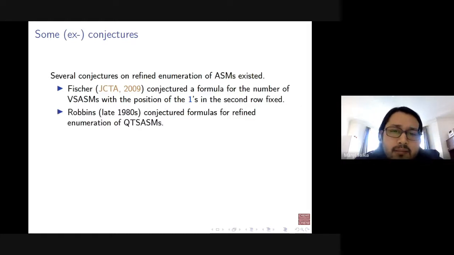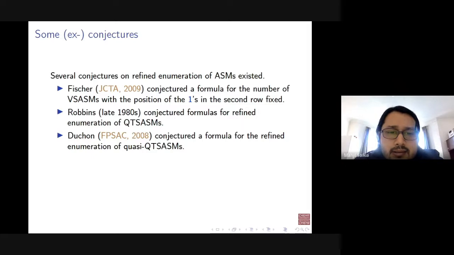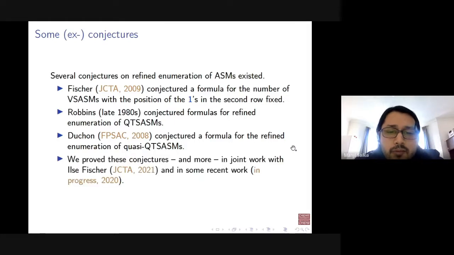Then Robbins had some conjectured formulas for quarter-turn symmetric ASMs. These were not very difficult. Duchon also had something for quasi-quarter-turn symmetric ASMs, which is similar to the formula of Robbins. We proved these conjectures, and some more results, in recent joint work with Ilse Fischer. I have some more refined enumeration results which are in progress. I have not written them up, but I can show one or two results about this later on.